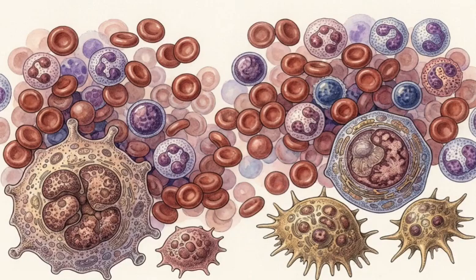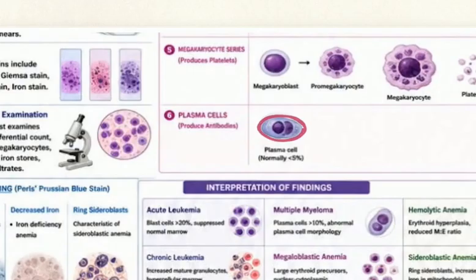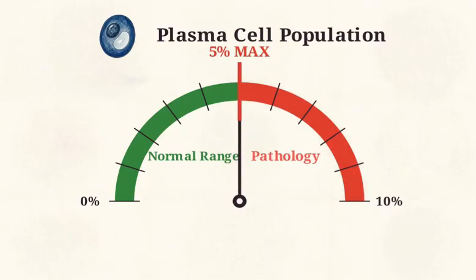Beyond these two primary lines, the marrow contains minor yet critical cellular populations. Massive megakaryocytes reside here, fracturing their cytoplasm to generate platelets. Then there are the plasma cells. These are the antibody producers of the marrow, and as the notation emphasizes, they normally constitute less than 5% of the total cellular population. Plasma cells must be strictly regulated below this 5% threshold to maintain immunological balance and prevent the overproduction of singular antibody clones.